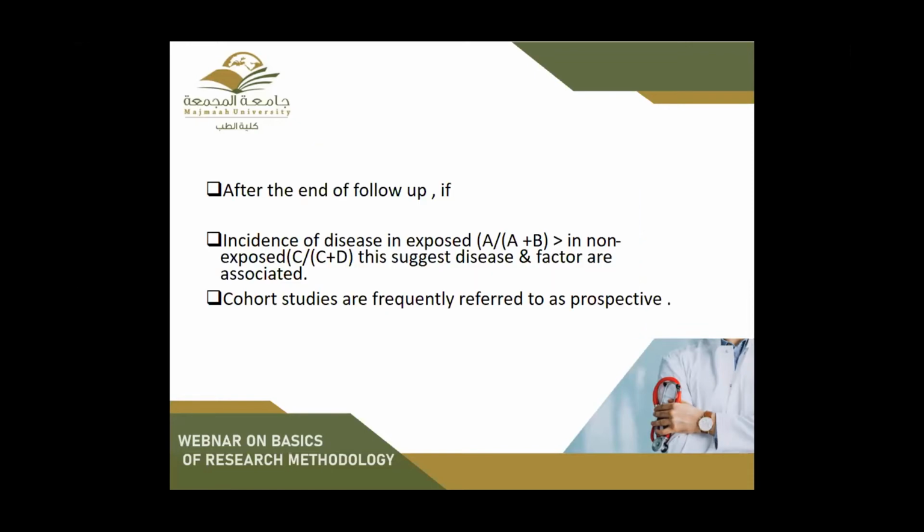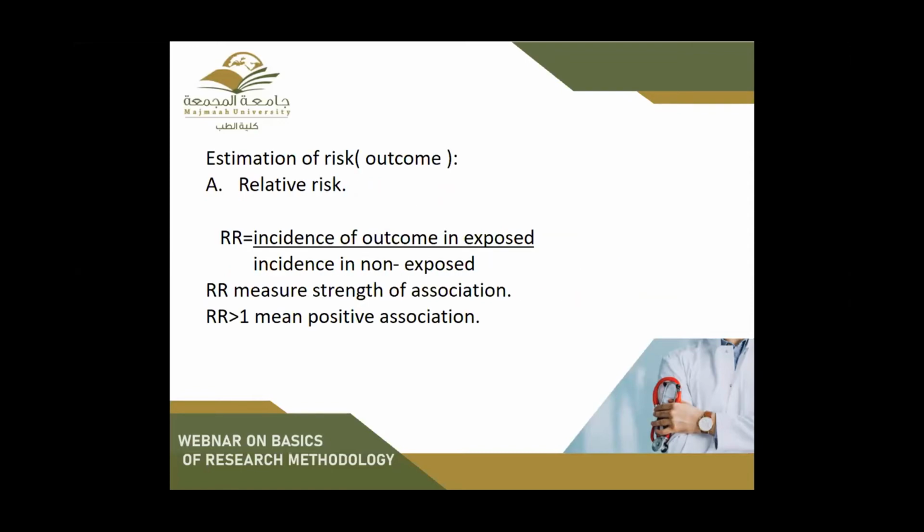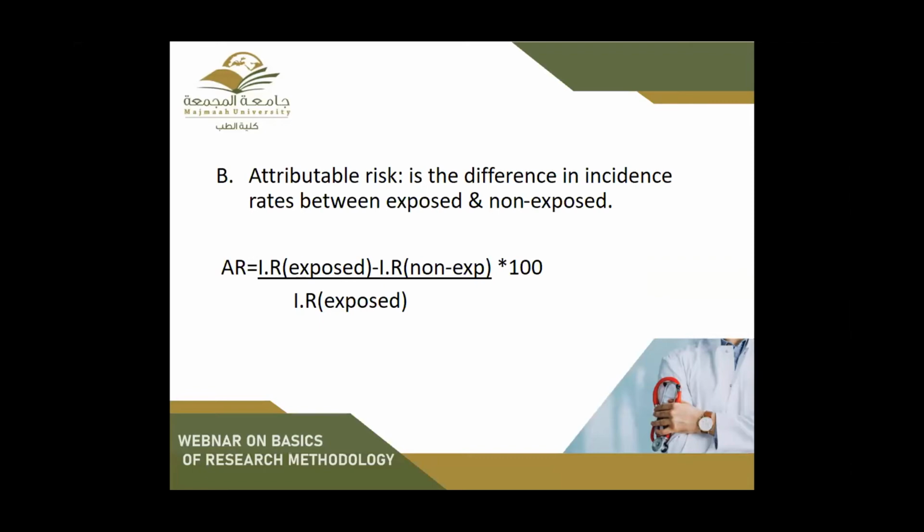After that, we can calculate what's called the incidence rate. Very important: a cohort study usually calculates the incidence rate. From that, I can estimate what is called relative risk or attributable risk. I just want you to know these names now, because this is basic. If you are interested later, you can study more, or you can have more webinars like this to explain in detail.